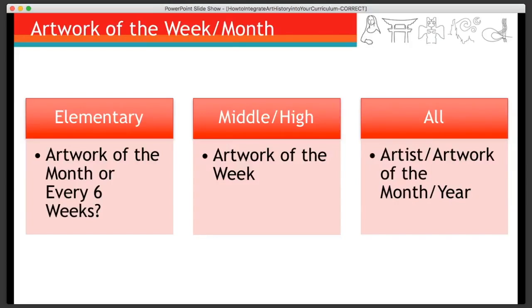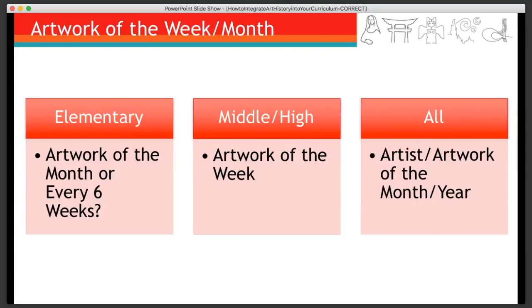In elementary, you could do an artwork of the month or maybe an artwork of the 6 weeks. So maybe one class period out of every 6 weeks, you do this. Maybe it's even half the class period, and the other half they get to free draw or sketchbook draw, or whatever you want to have them do.